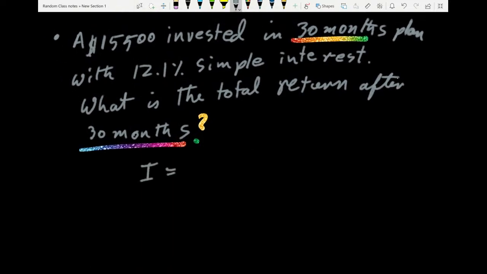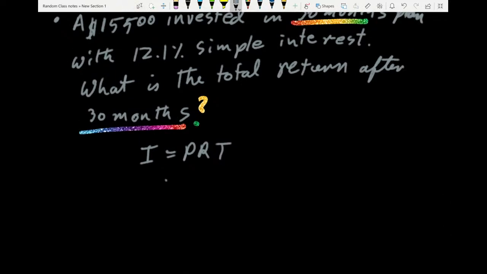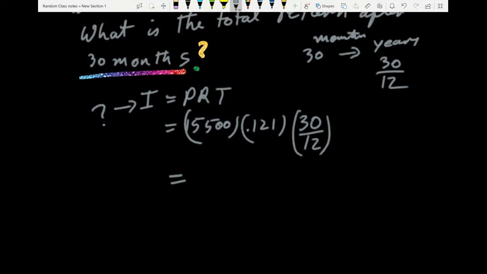But let's use this. I equals PRT. We don't know the interest part right over here. We know the principal is 15,500. The interest rate is 0.121. And time, do we put 30 right over here? No. We have to convert that from months to years. The way you do it, you just divide it by 12. That's all. Once that is done, let's use the calculator. What's the interest you will earn?